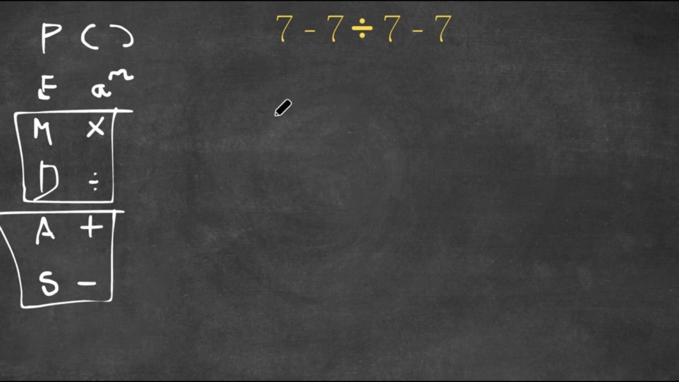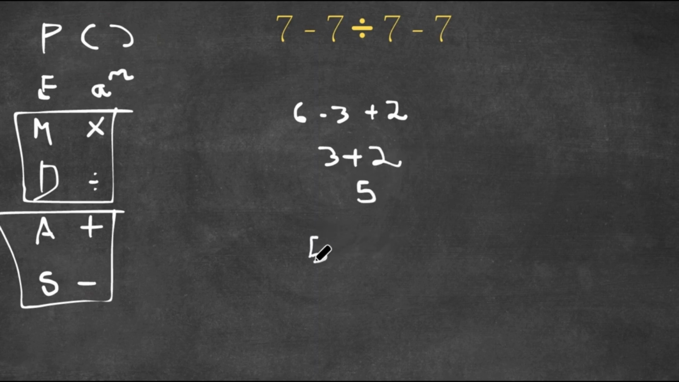For example, if I had 6 minus 3 plus 2, because subtraction comes first here when going from left to right, I would do subtraction first. So I would do 3 plus 2, and 3 plus 2 is 5. Now, in this case, if I have 5 plus 3 minus 7, I would do addition first because it comes first, right? So 5 plus 3 is 8, 8 minus 7 is 1.